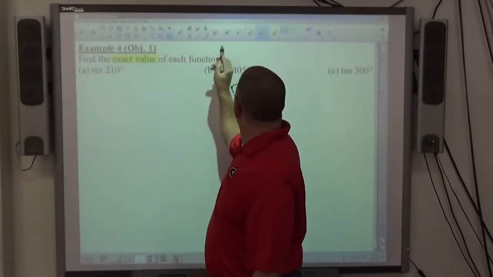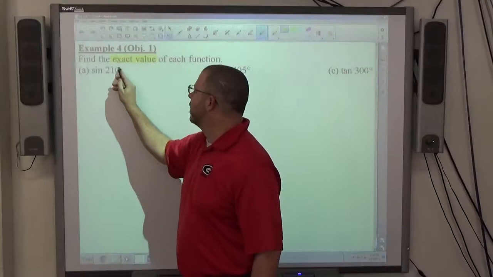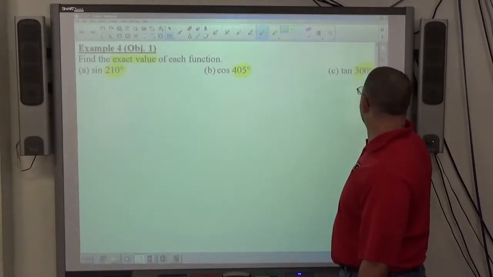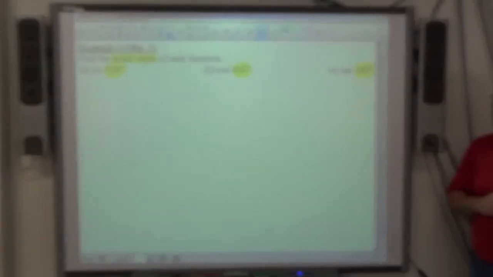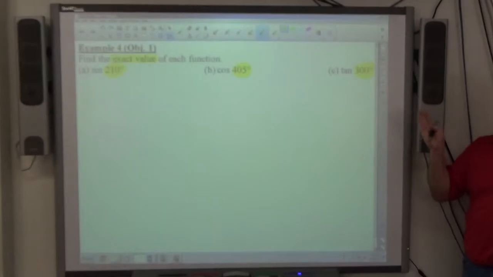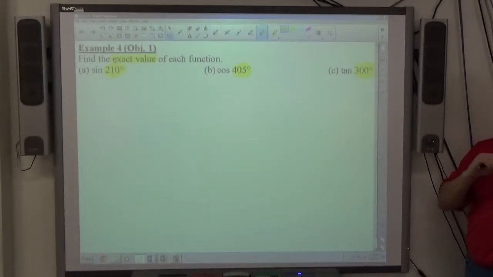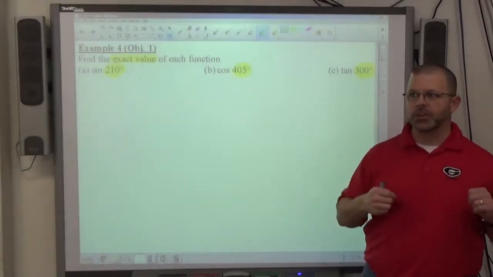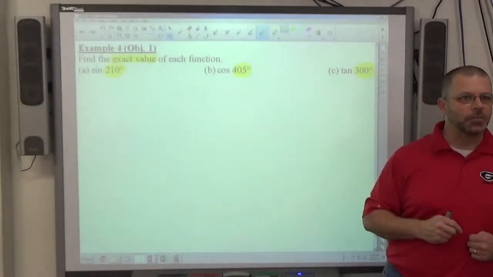The goal on each of these problems is that we want the angle between 0 and 360 if we're dealing with degrees. So A and C we can do immediately because 210 and 300 are both between 0 and 360. Cosine 405 is not between 0 and 360, we have to modify that. But all these are on that yellow formula sheet I gave you that has all the sine, cosine, tangent, cotangent, secant, cosecant values for all those special angles. Every multiple of 30 and every multiple of 45 between 0 and 360 is on that. And those are the angles that have these nice, pretty answers.